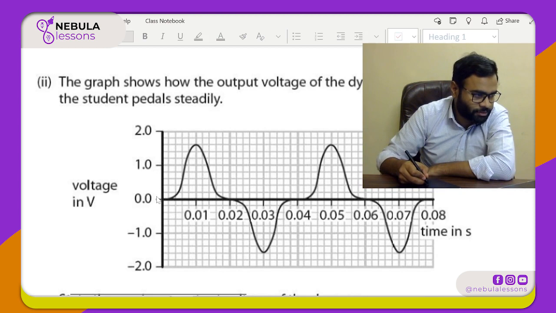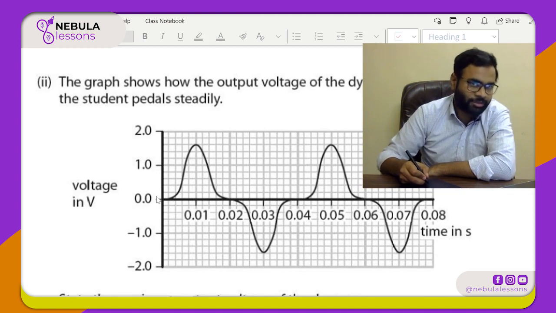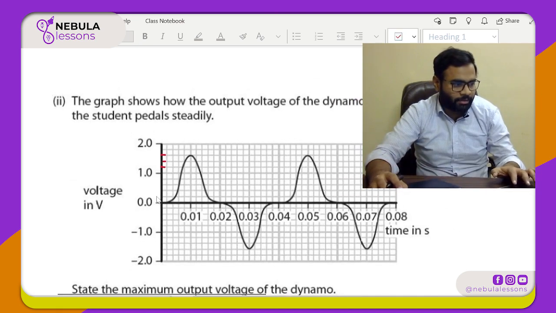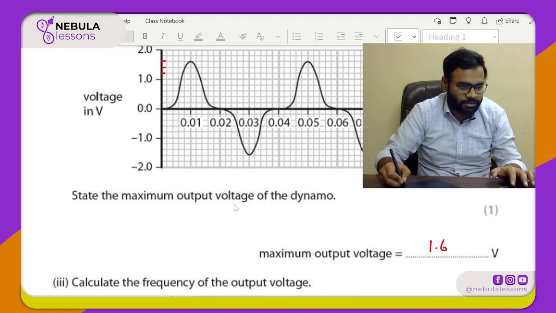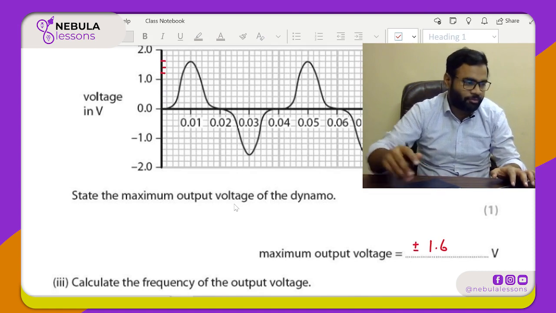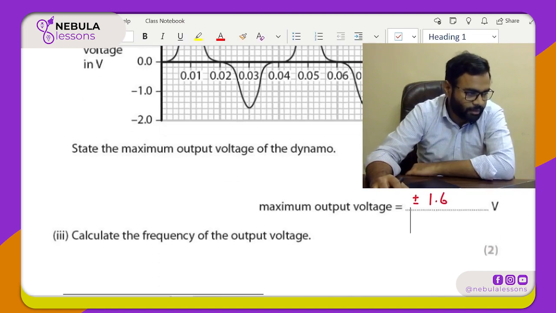So this is 1 volt, and between 1 and 2 there are 5 boxes, so each box is 0.2 units. So this is 1.2, 1.4, 1.6. So the maximum output voltage is 1.6 volts, and it could be positive or negative, because we have 2 peaks. For part 3, it's asking you to calculate the frequency of the output voltage.